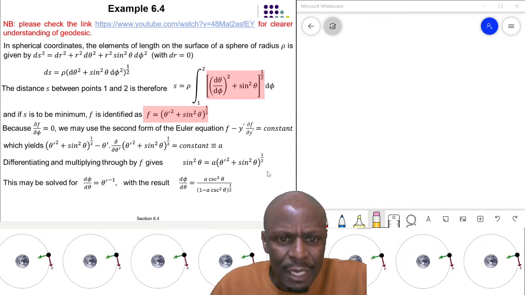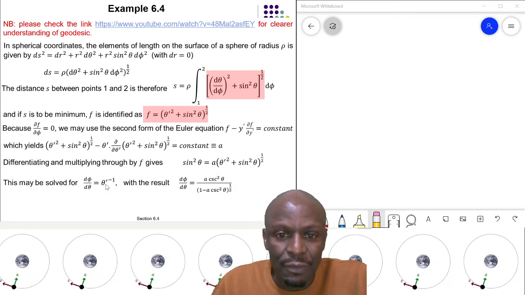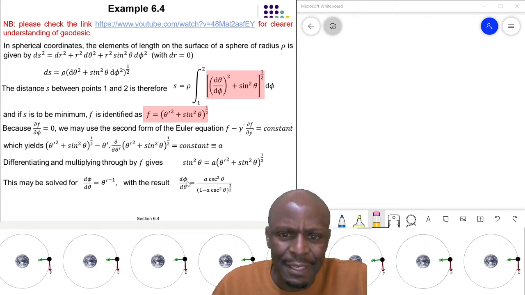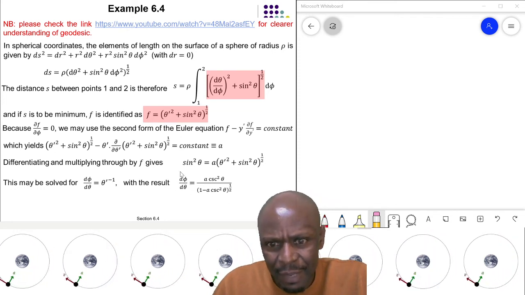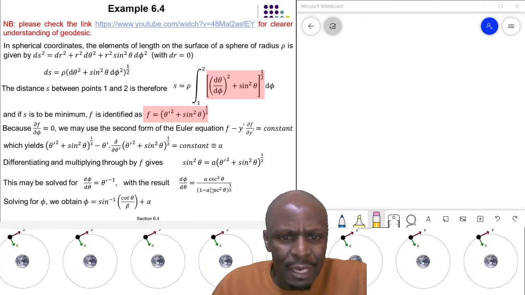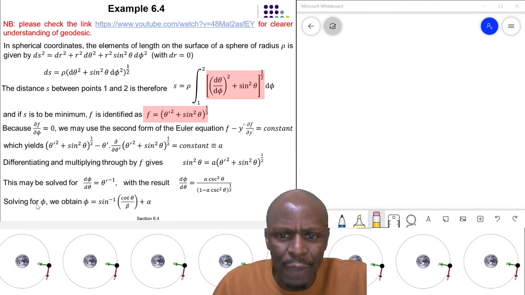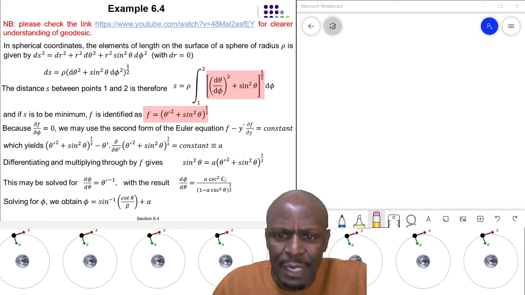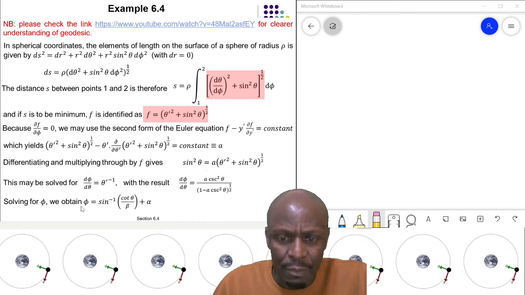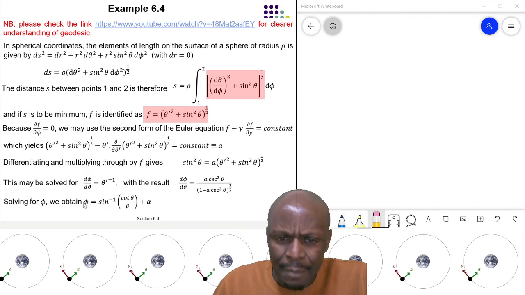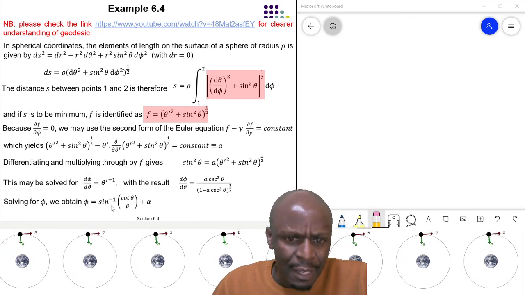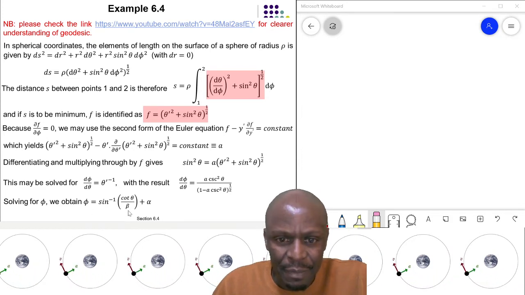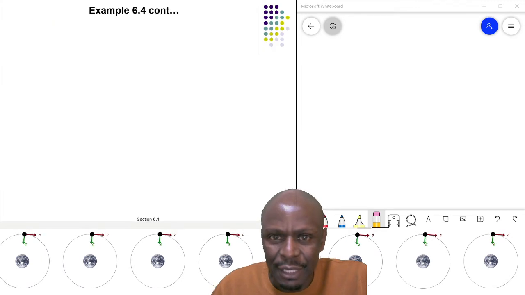Now, this may be solved by considering the inverse of theta prime, with the result that d alpha would just be given by this equation here. From there, you can also solve for phi, because you will just separate the variables and then integrate. If you separate the variables and then integrate, you get that alpha, phi is given by this equation you are seeing there.